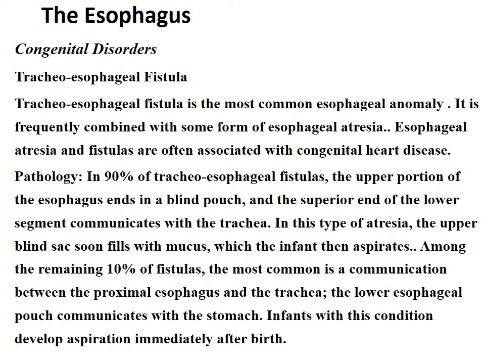Atresia means the occlusion of the esophagus. This atresia and fistula is often associated with congenital heart disease. In 90% of this type of fistula, the upper portion of the esophagus end is a blind pouch, and the superior end of the lower segment communicates with the trachea. And there is a connection between the lumen of the esophagus with the lumen of the trachea, and this is open, and therefore food passes from the esophagus into the trachea and then into the lungs and causes complications and other problems due to this disorder.